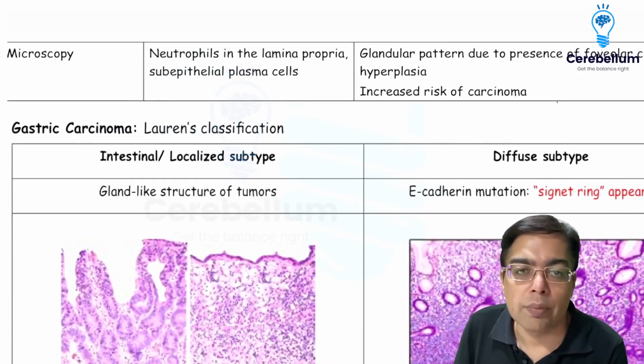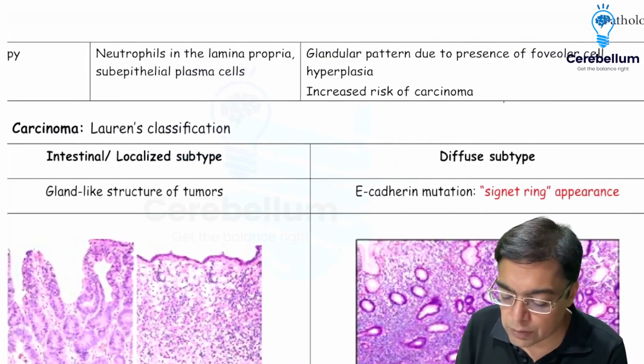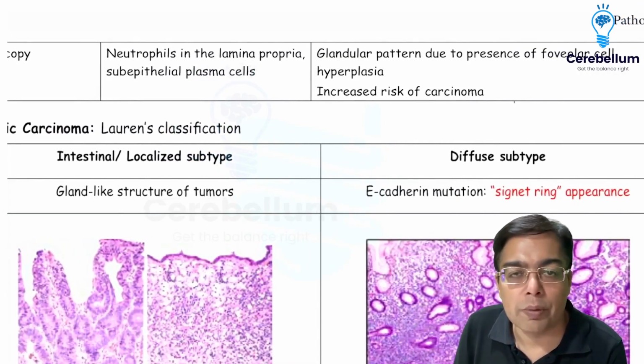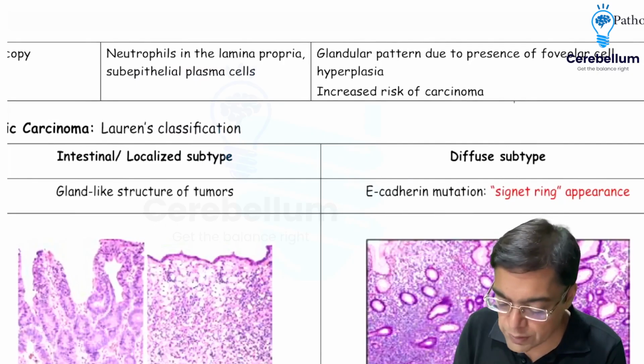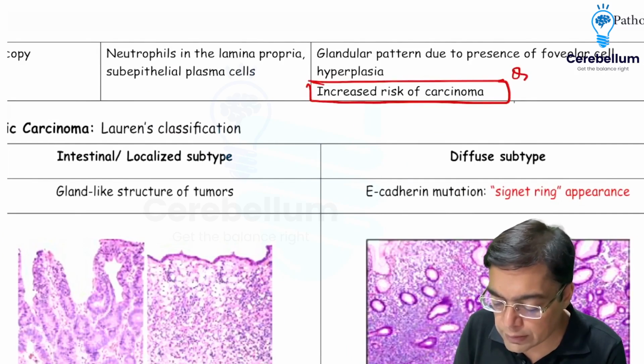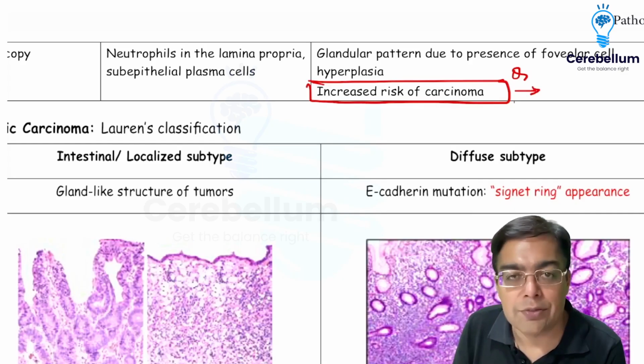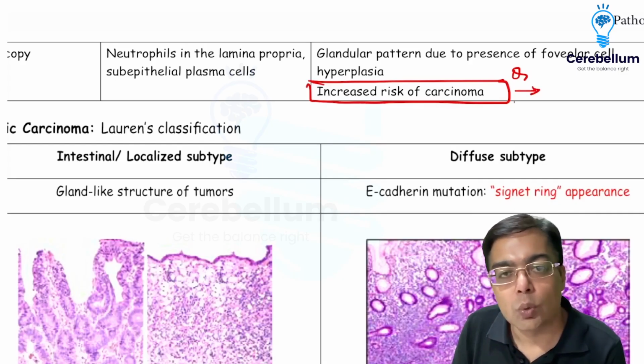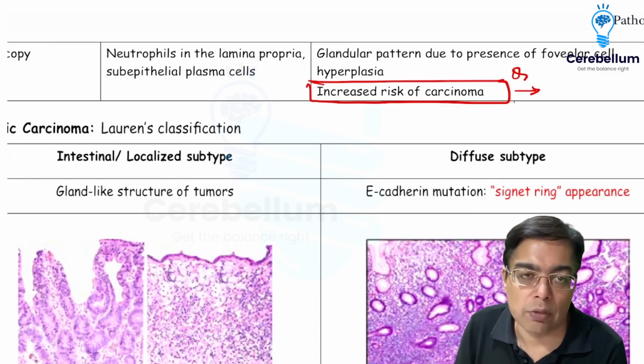In a patient who develops foveolar hyperplasia, there is an increased risk for development of carcinoma as well. So why should we be familiar with this condition? It is because this condition, Menetrier's disease, has prominent gastric rugal folds, and it's also associated with a high risk for development of cancer.